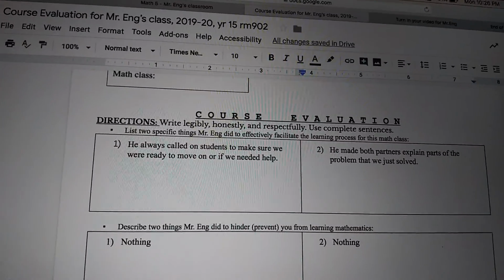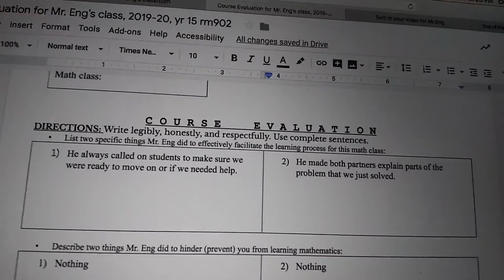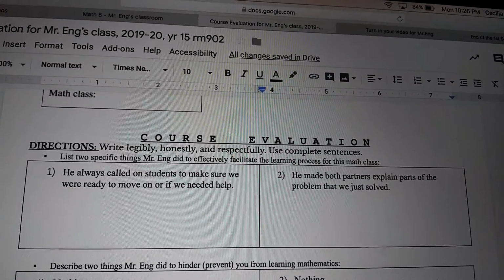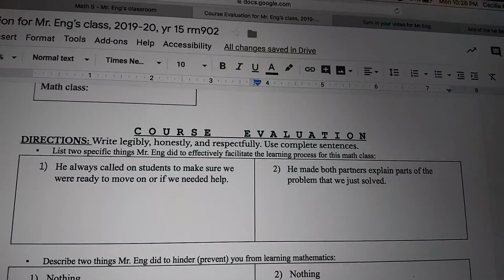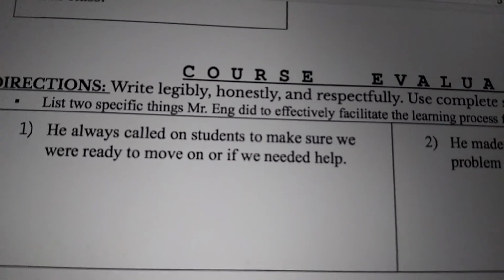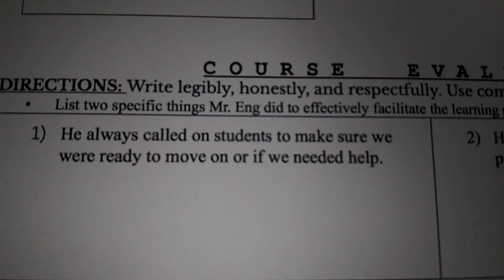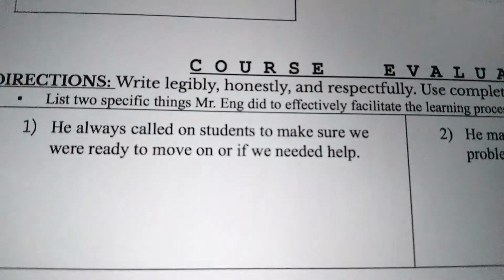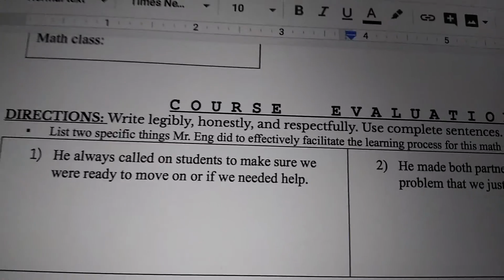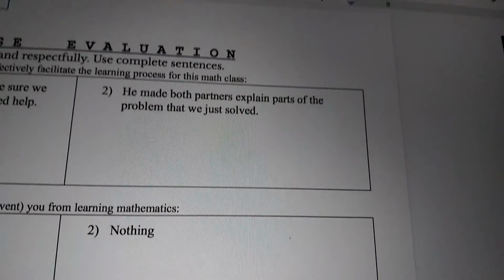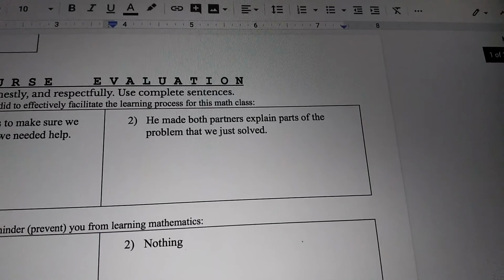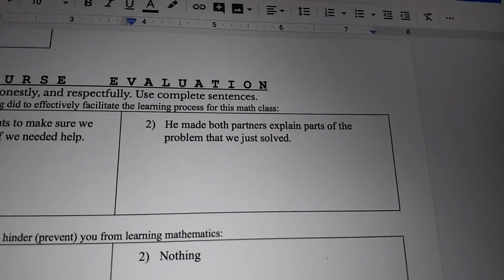So the first question it asks, list two specific things Mr. Eng did to effectively facilitate the learning process for this math class. For number one, as you could see, I put he always called on students to make sure we were ready to move on or if we needed help. Number two, I put he made both partners explain parts of the problems that we just solved.